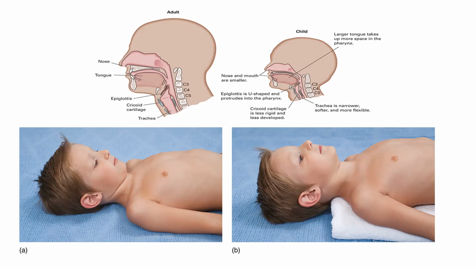Okay, and then look at the tongue. The tongue takes up more space in the mouth there. Okay, so very, very important. Protect these kids' airways. Okay, the number one cause of pediatric cardiac arrest is respiratory issues in children.